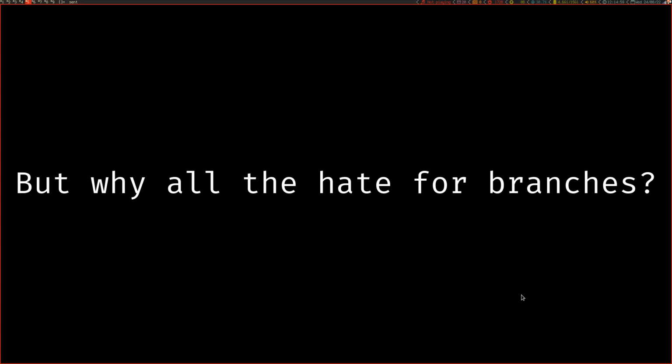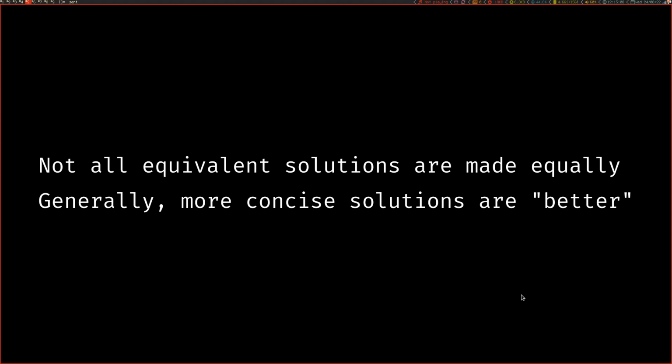And so the hate for branches comes almost entirely from the problem of branch misprediction. And so it has everything to do with the way that the CPU's pipelining works. So, not all equivalent solutions to the same problem are made equally. Generally, the more concise solutions are quote-unquote better. They're nice and easy to read, and often they generate less code under the hood, and less code is obviously faster to execute. Or, in theory it is, of course.